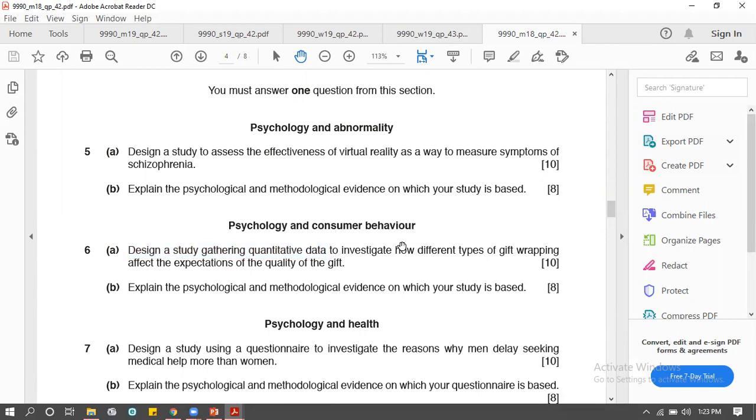To find out how different types of gift wrapping affect the expectation of the quality of a gift. So now you need to compare something. You need to compare two types of gift wrapping styles, or maybe three. For example, there could be gift wrapping style A and a different gift wrapping style B, and based on that you compare people's expectation of the gift, whether it will be good or bad. So this is a genuine comparison study between gift wrapping style A and style B, and because both styles are different, it's going to be a between-group, what is it called, independent measures design. This is a classic example of independent measures design.